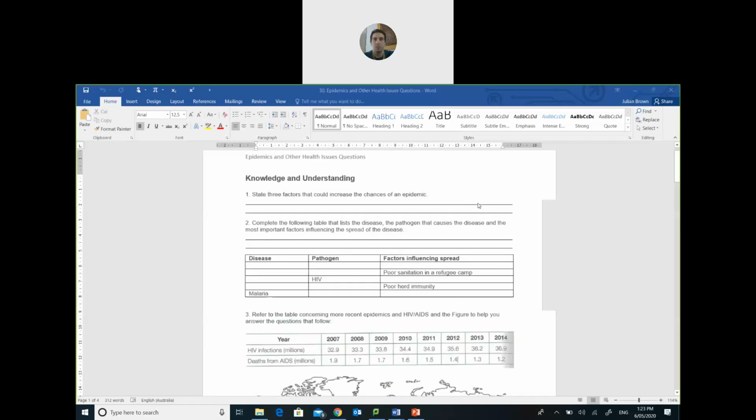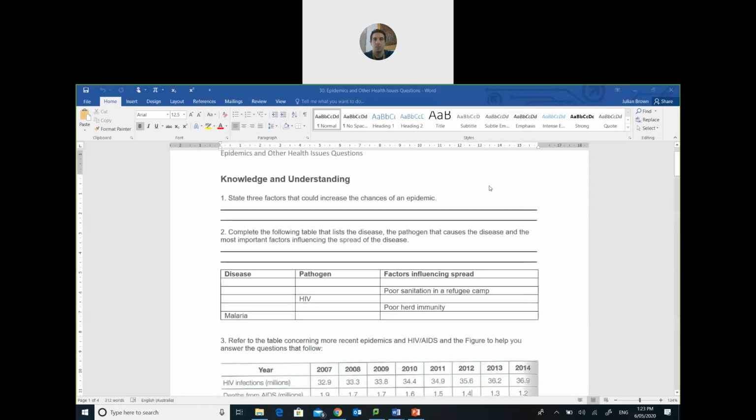Okay, so remember we're talking about, in this PowerPoint and the next one, the idea of epidemics and, I guess, what influences the spread of disease. That's really what we're talking about in this first half of the epidemic side: what are the things that cause spread? What are some of the factors? So we said, 3 factors that could increase the chances of epidemics.